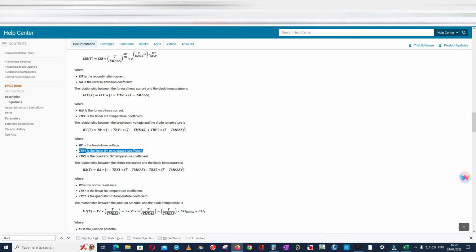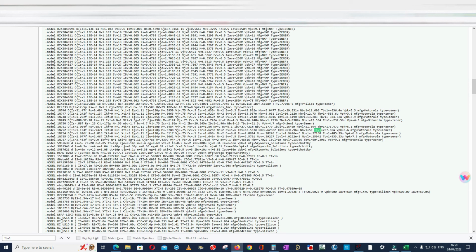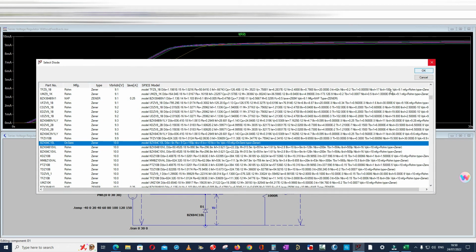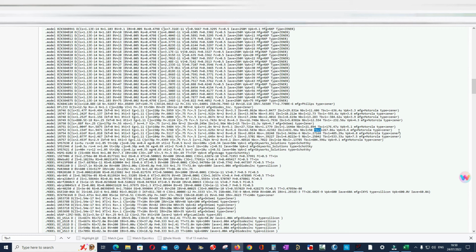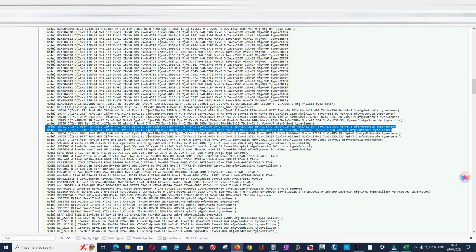If this parameter is added in this model of the Zener diode or transistor, then it will compensate for the temperature. It will add or subtract the value in your nominal voltage as per the temperature changes. For example, if it is 2 millivolt per degree, then after every degree it will increase or decrease the voltage by 2 millivolt. But as you can see, this TB1 is available only for some particular models and not all the models.